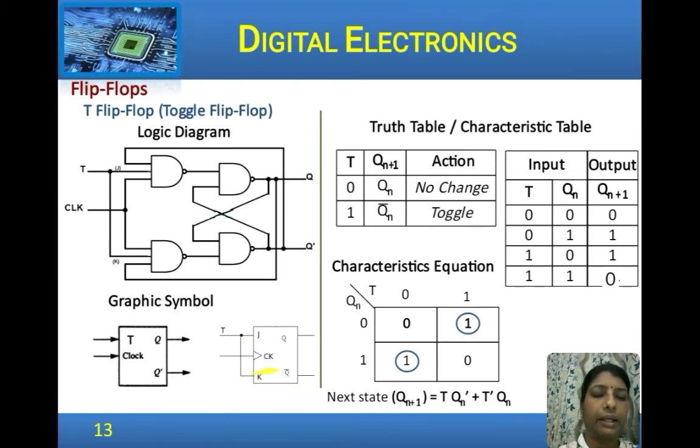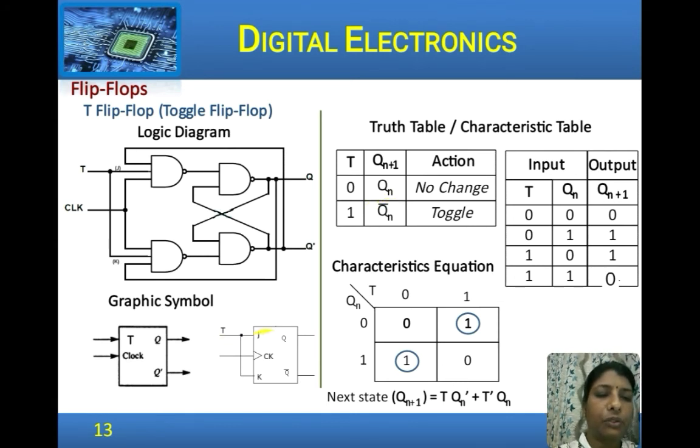J and K are tied and given. So T can take two values, 0 or 1. Let us look at the truth table and characteristic table. If T is 0, that means both J and K are 0, 0. From the truth table we know if both inputs are 0, the output remains in the same state, there is no change. So output is Qn.